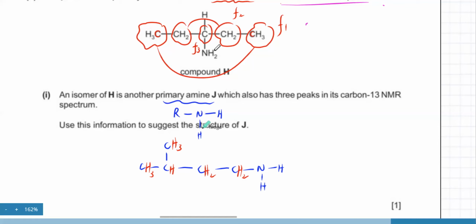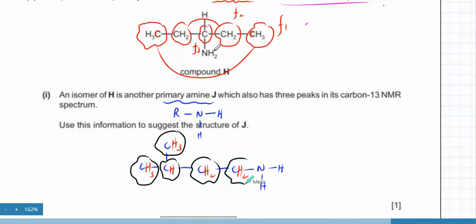Three. I mean, look at the two CH3s. Are these the same environment or different? Same. Okay, these two are exactly same. So then you have this CH, that's different. This one is different from all the others. This one is also different from all the others. So these two are exactly the same. That's frequency F1. This is frequency F2.